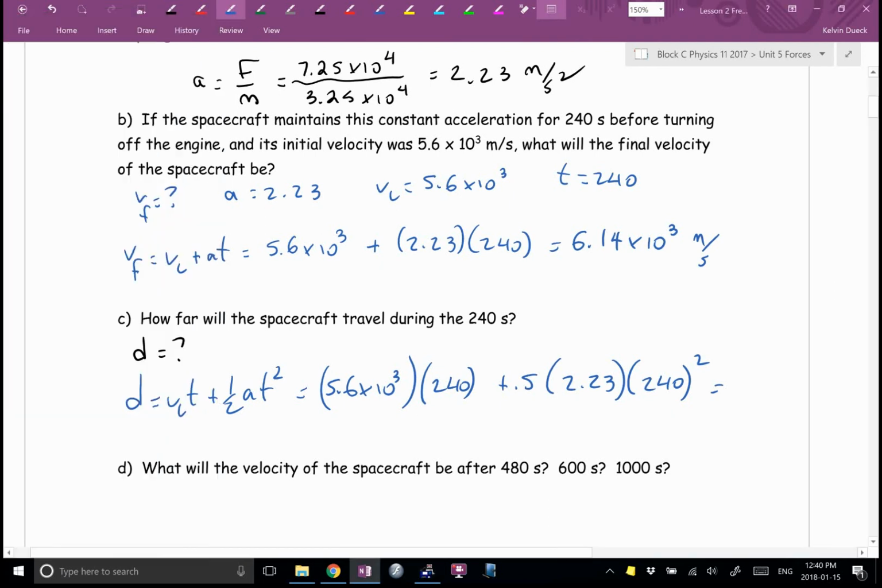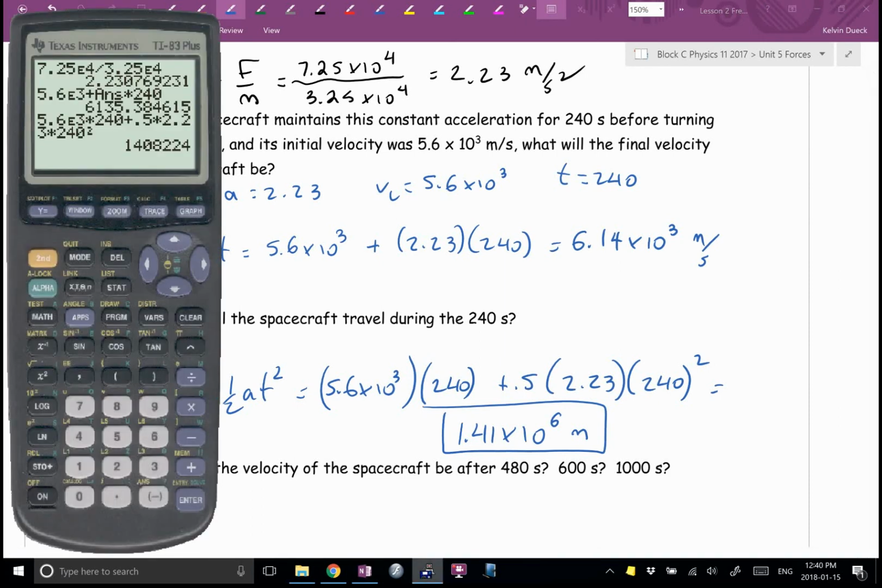1.41 times 10 to the 6th meters. 1.4 million meters. That's moving. Well, it's moving pretty fast. That seems right to me.